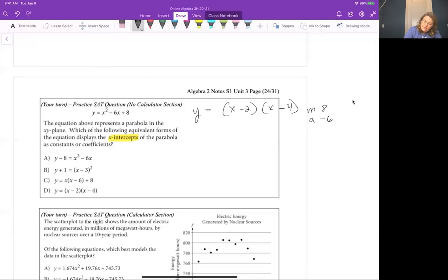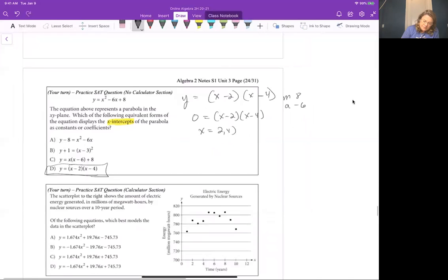And so if you were to find the x-intercepts, you would just set that equal to 0, and you would have the ability to quickly find the x-intercepts, which is 2, 4. And so here is the format that we need. The answer again is D. Just had to double check.